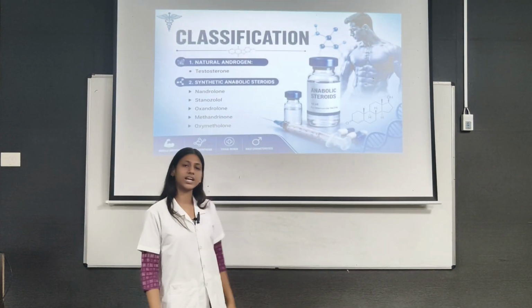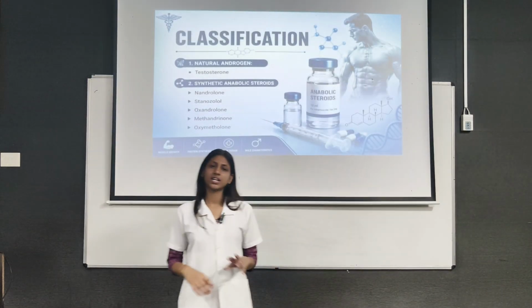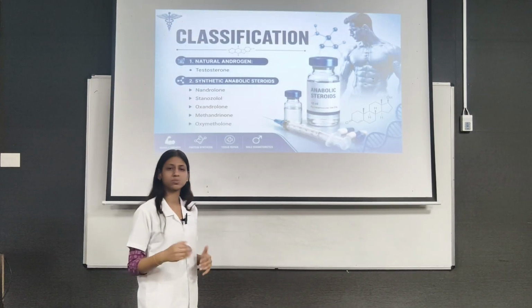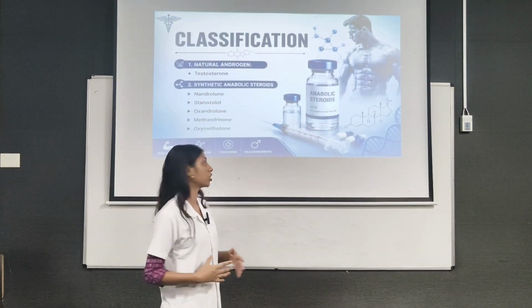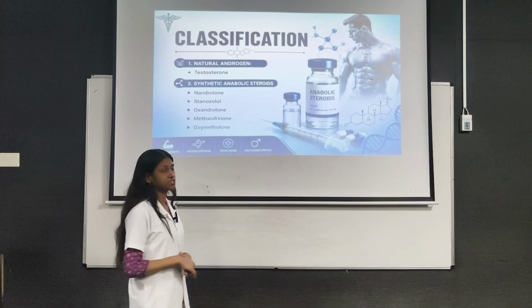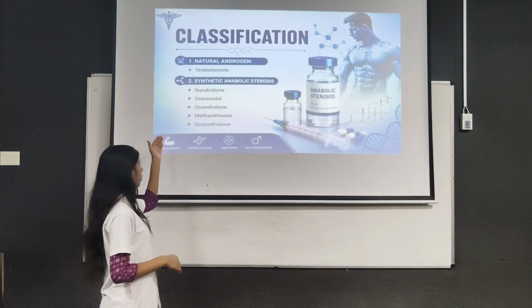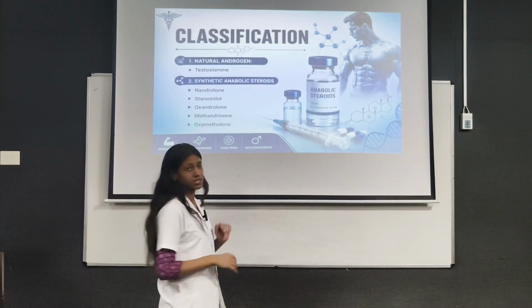Classification. Basically, the anabolic steroids are classified in two types. First one is natural androgen, which is testosterone, which is produced naturally by the male human body. Next one is synthetic anabolic steroid, which includes nandrolone, stanozolol, oxandrolone, methenolone, and oxymetholone.